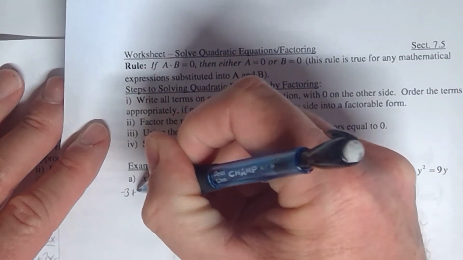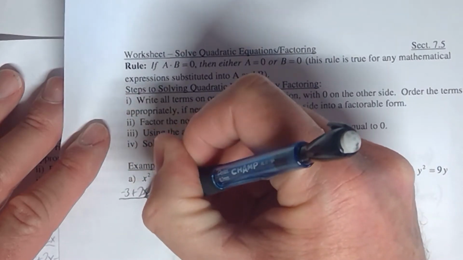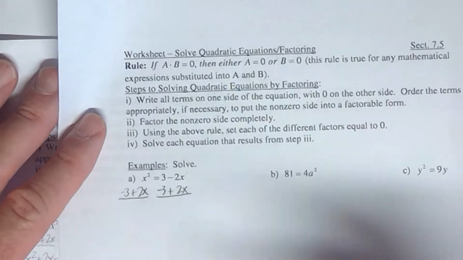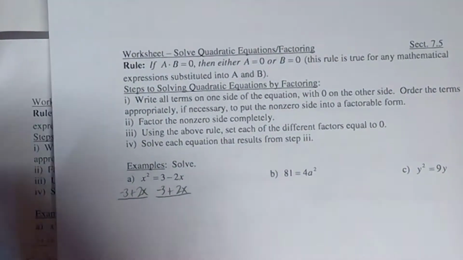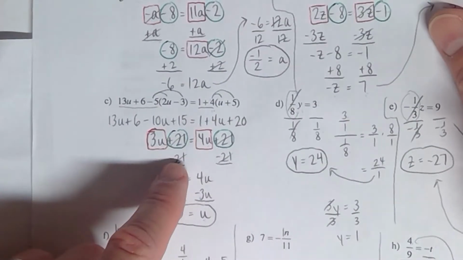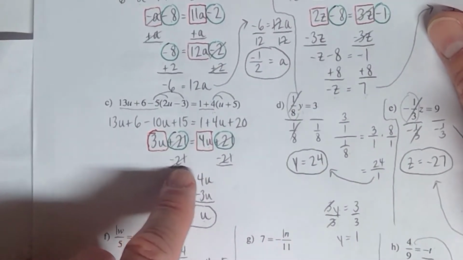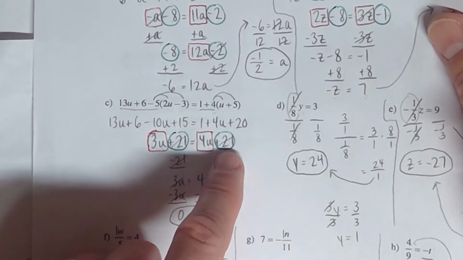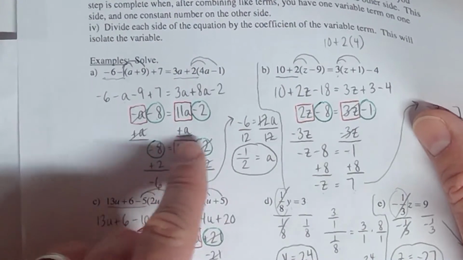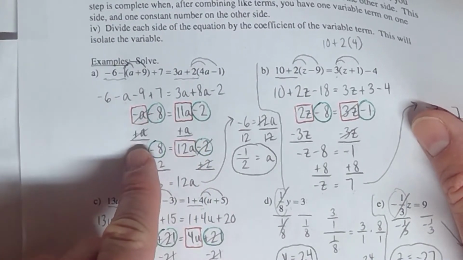Okay, and so I do the same thing to the other side, minus 3 plus 2x, minus 3 plus 2x, same thing to both sides, just like we did in the last section where we learned how to move terms from one side to the other. Remember over here in section 3.1 to 3.3, we moved terms over from one side to the other by doing the opposite thing. If it's negative a, you added a.